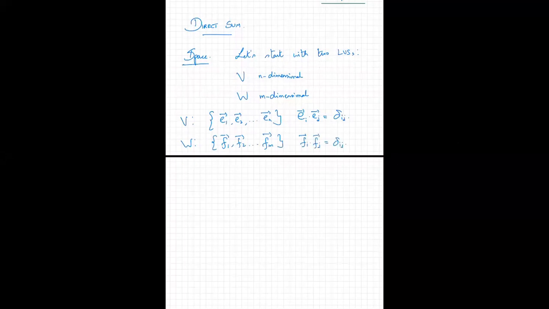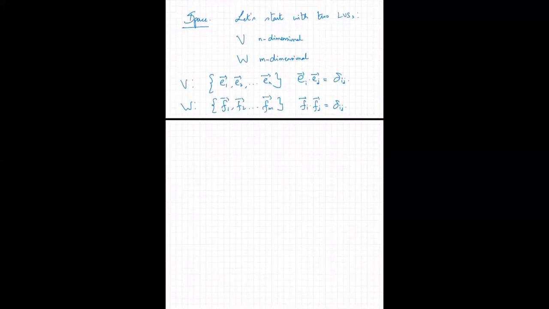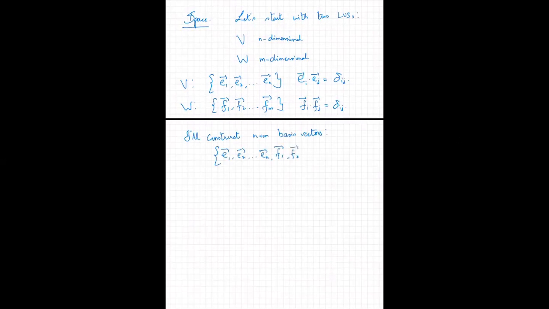Now I will define n plus m basis vectors. I'm going to construct a new space by simply stacking one on top of the other. This is the simplest way in which I can construct a higher dimensional vector space. I take the basis vectors of the first vector space, I take the basis vectors of the second vector space, and I stack them on top of each other. So I will construct n plus m basis vectors, and this is basically E1, E2 up to En, comma, F1, F2 up to Fm. I'm just stacking them on top of each other.